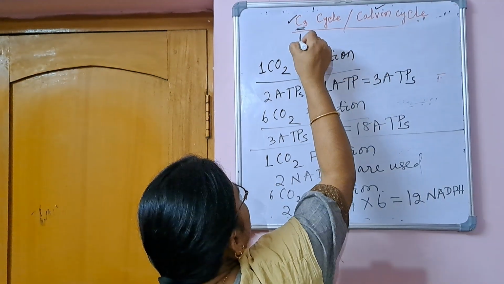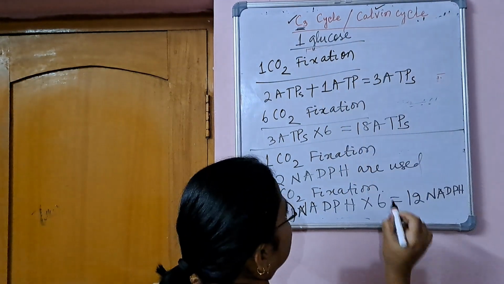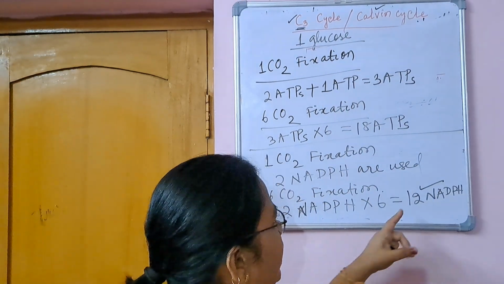Now for the production of one glucose molecule in the C3 cycle, there is need of 12 NADPH and 18 ATPs together.